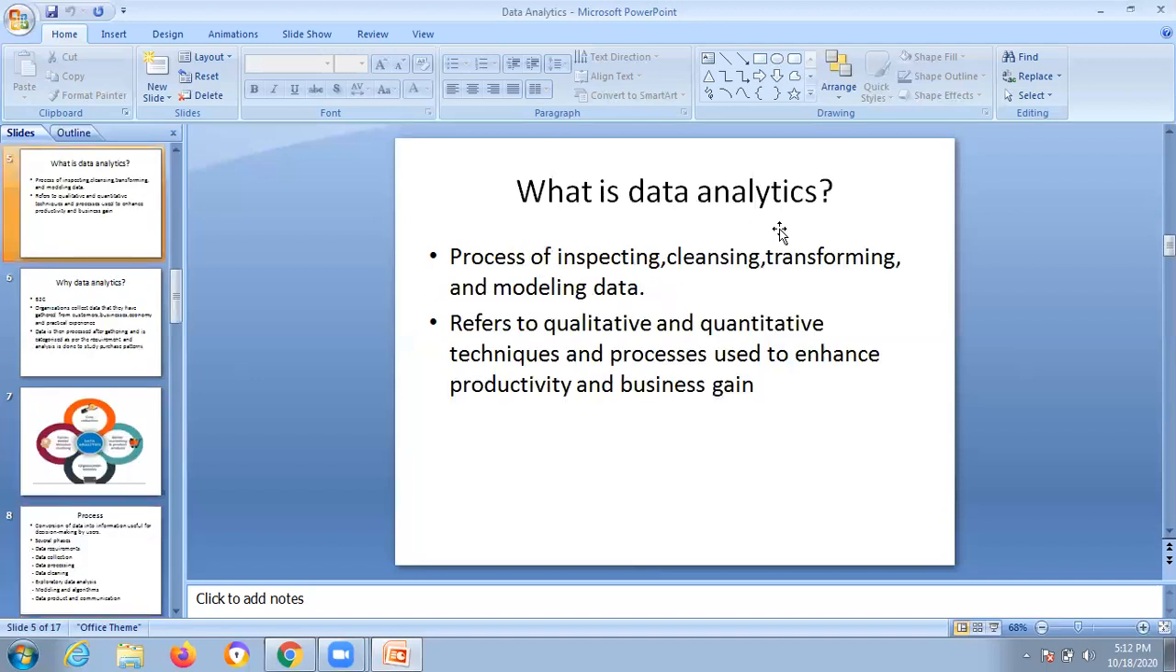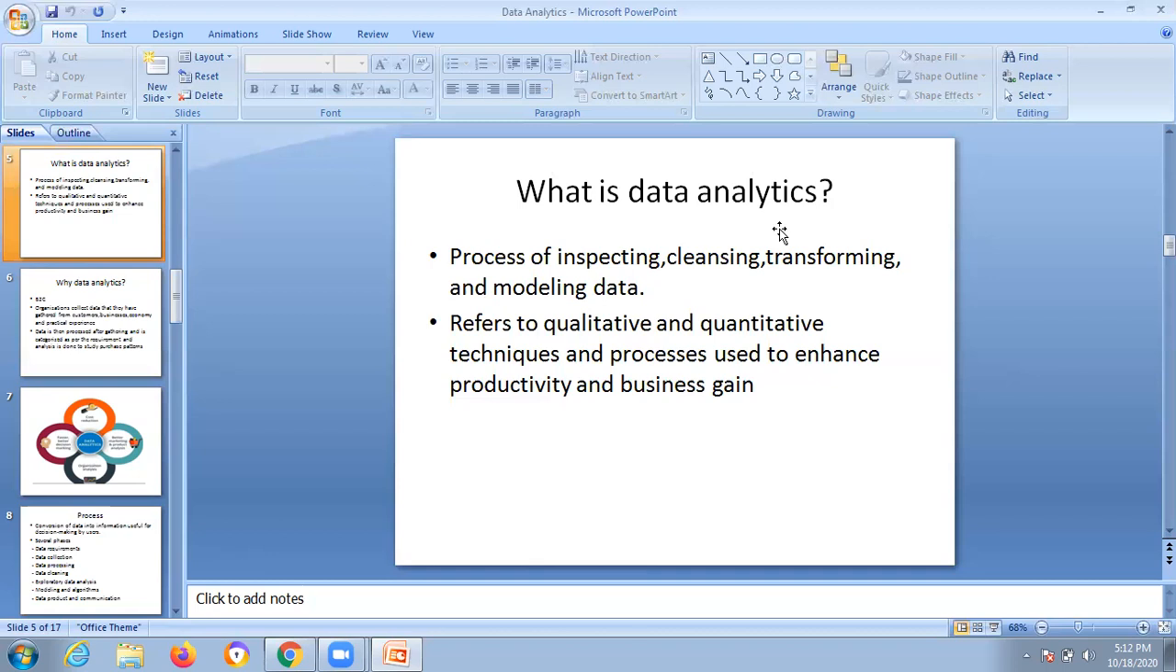And what is data analytics? The process of inspecting, cleansing, transforming, and modeling data. That is data analytics. Here you need to understand what inspecting is. Inspecting means checking. Take again the example of selling a product to the customer. Whenever you want to sell any product to the customer, the organization should take the responsibility of checking the product, whether it's good or not. If any bad thing is there, you need to rectify that one. That is the inspecting. In other words, inspecting is nothing but checking.